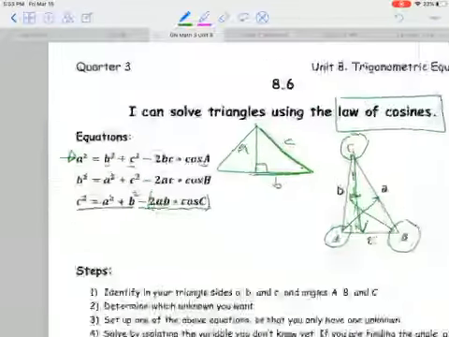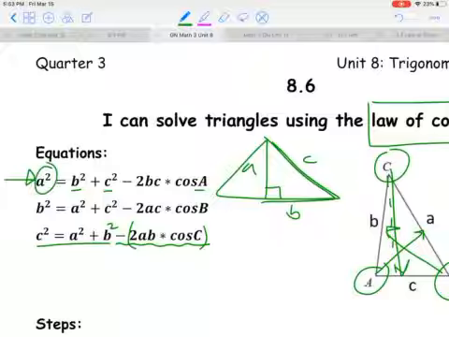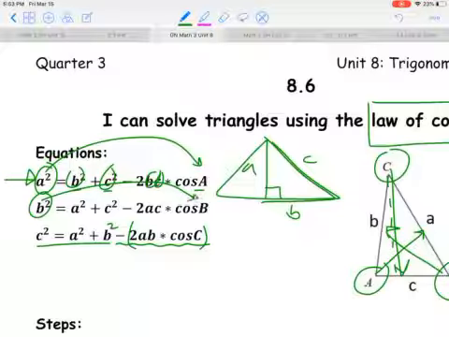So let's look at these again. A, B, C. B, C is repeated. Angle A. If it's B, you have angle B. If you have C, you have angle C. It's always your other 2 sides in both those spots. So pretty easy. It's just remembering what's adding, what's subtracting. That's it.